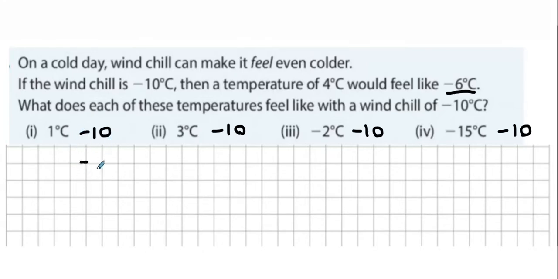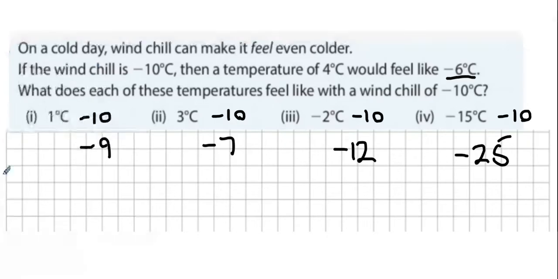1 take away 10 is minus 9. 3 take away 10 is minus 7. Minus 2, minus 10, it feels like minus 12. 15 take away 10, it feels like minus 25. Is that all right? Question, yeah. Let's keep going, okay?